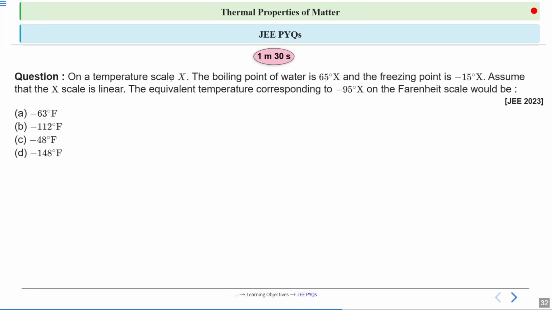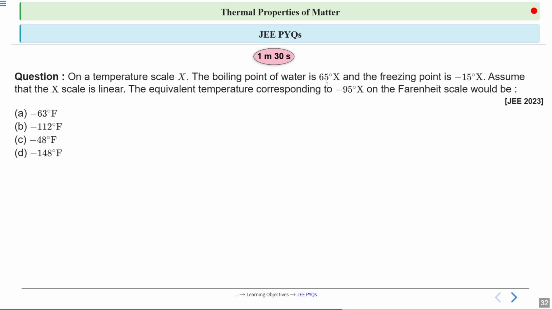On a temperature scale X, the boiling point of water is 65 degrees X and the freezing point is minus 15 degrees X. Assume that the X scale is linear. The equivalent temperature corresponding to minus 95 degrees X on the Fahrenheit scale would be what? So here in this question you have to find out the equivalent temperature on the Fahrenheit scale.